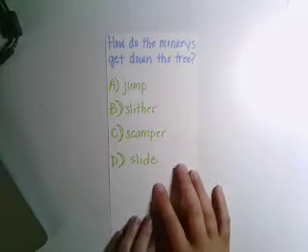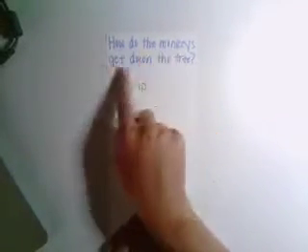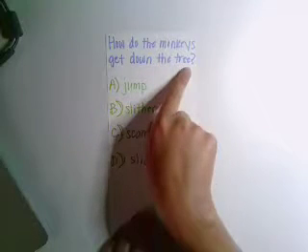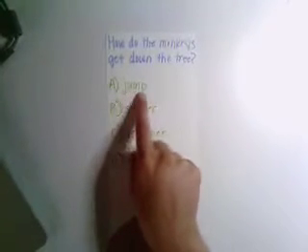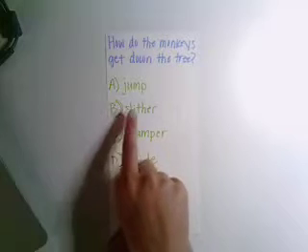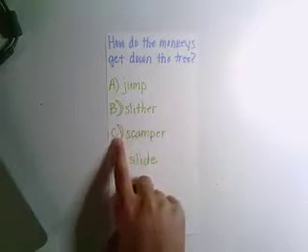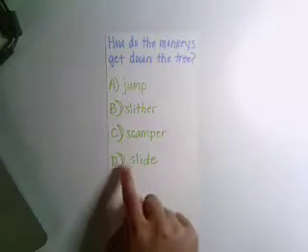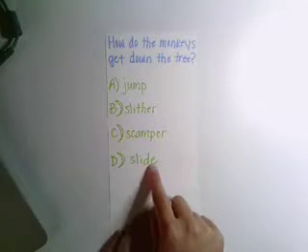Question 4. How do the monkeys get down the tree? Do they A, jump, B, slither, C, scamper, or D, slide?